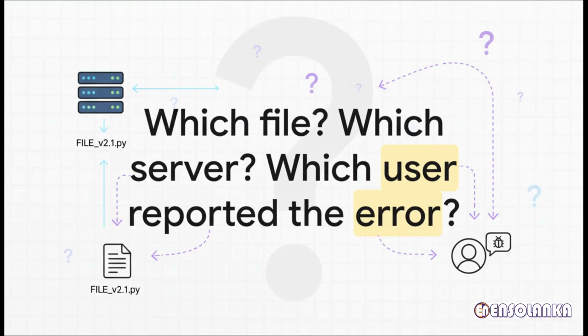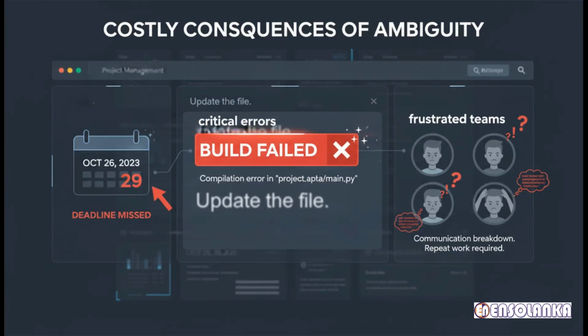Okay, does this sound familiar? Which file, which server, which user reported the error? You get these vague questions and they just lead to, well, more questions. It's that kind of ambiguity that just grinds projects to a halt and creates so much confusion. To get anything done, you've got to know exactly which file, exactly which server, and exactly which user we're talking about. And look, this isn't just some small pet peeve.